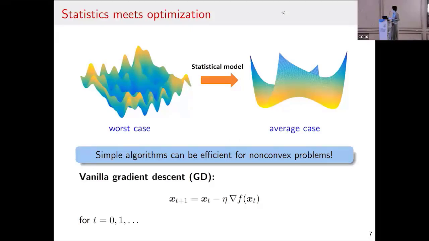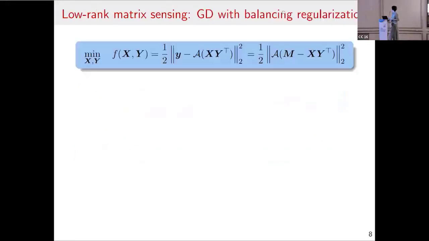Vanilla gradient descent in its most naive form simply optimizes our parameters along the descent direction of an objective function with some learning rate or step size. Indeed, this line of thinking has been very fruitful.